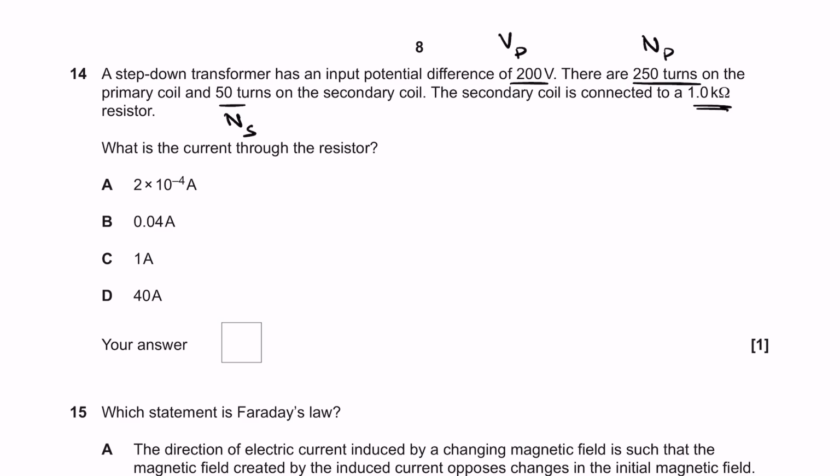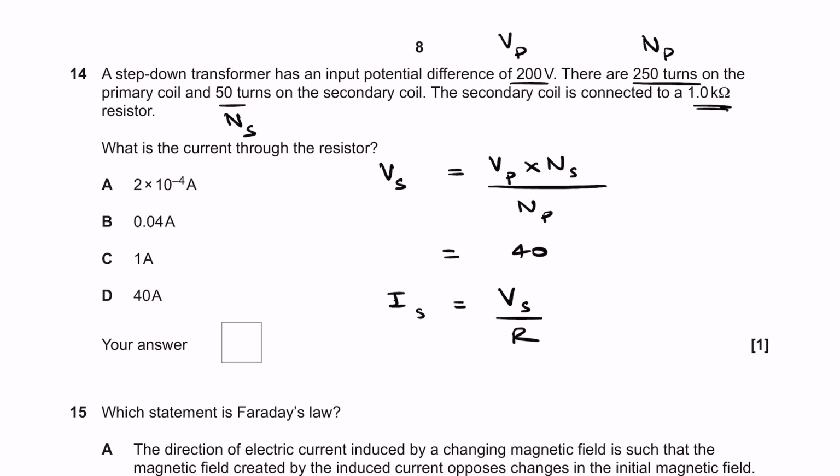So I'm going to work out the voltage across the secondary coil first, and then work out the current thereafter. So VS is equal to VP times NS over NP, and it ends up giving me 40. And then I know that current is going to be VS over R, which is going to give me 0.04 amps, so B will be the answer.